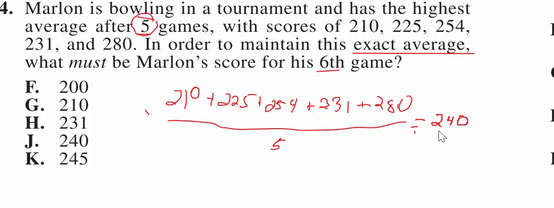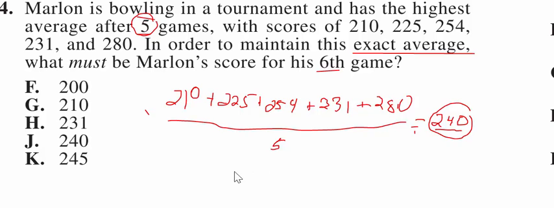Okay, that's the average of the 5. Now you can do a bit of leap of logic here by thinking, okay, if this current average is 240, what must his score be for the 6th game to keep the average? It has to be 240. Any change in the 6th game would change the average.